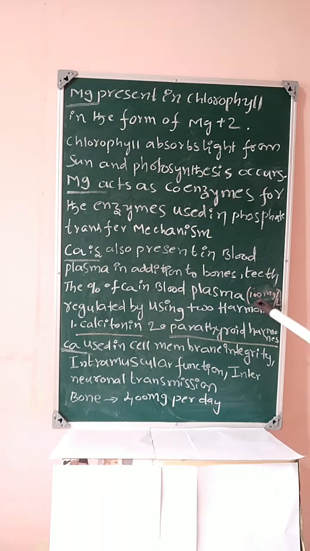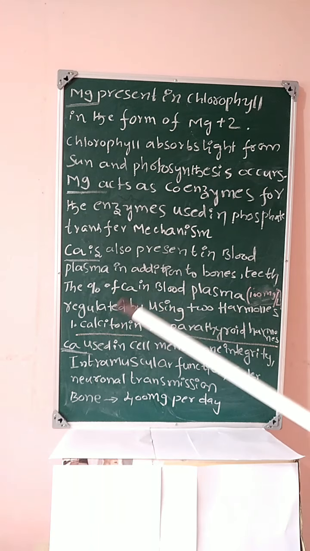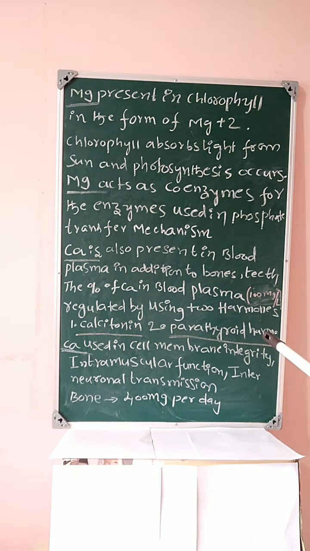Always this amount of calcium in the blood plasma is regulated by using these two hormones only. It is not more than 100 milligram per liter. It is not less than 100 milligram per liter. Always this value will be maintained by using calcitonin and parathyroid hormones. Next, student, calcium is used in cell membrane integrity.